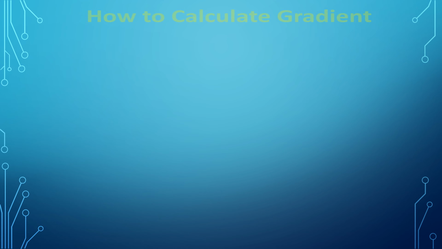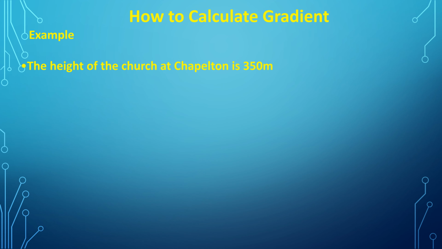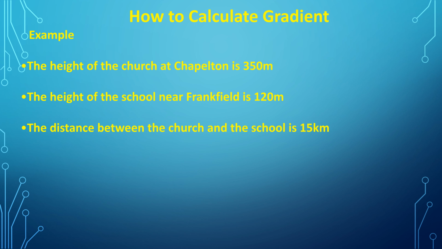All right, so let us now try to work out a gradient. So we have here the church at Chapelton, which is at 350 meters. We have a school near Frankfield. It is located at a height of 120 meters. And both the church and the school are actually 15 kilometers apart. Let us calculate our gradient.